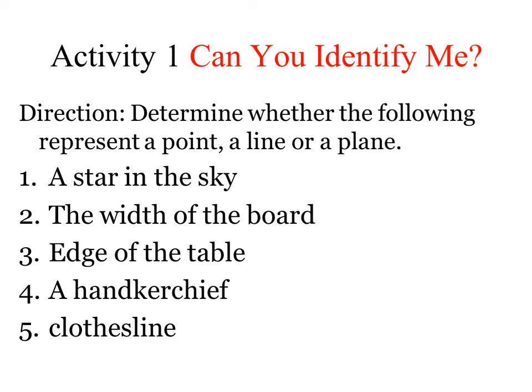Okay, may we check your work now for 1 to 5? So for number 1, a star in the sky represents a point. Okay, very good. Next, the width of the board represents a line.